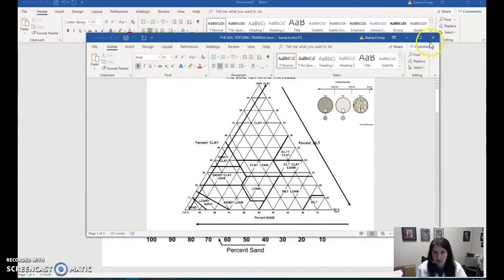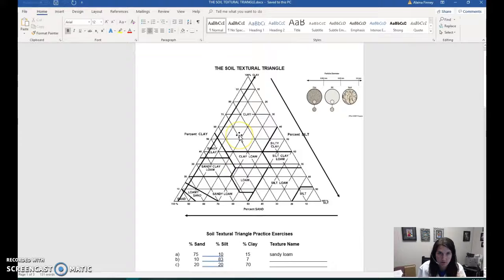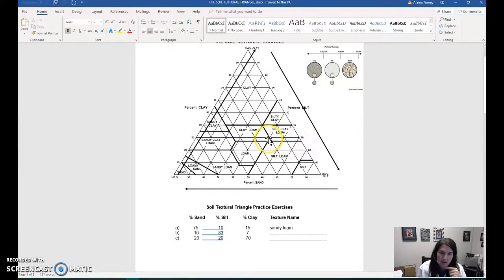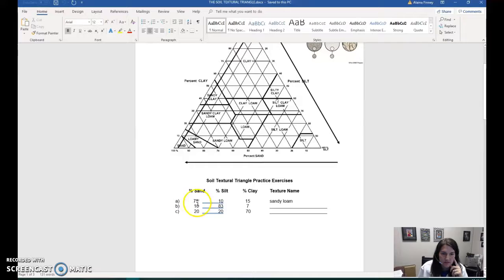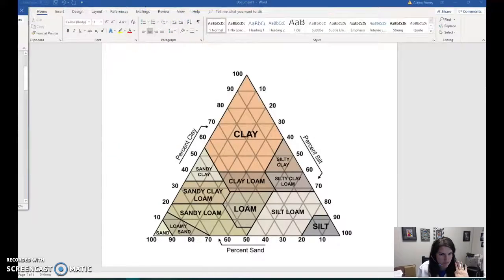So this is actually what you see on your screen when you pull up the assignment, and I like the triangle and the other one, so we're going to reference that one, but I wanted to show you. So for an example, you have 75% sand, 10% silt, and 15% clay. So I'm going to move this one out of the way so we can look at the color-coded one. Again, that's 75% sand. And as you notice, there are three sides to this triangle: percent clay here, percent silt here, and percent sand here.